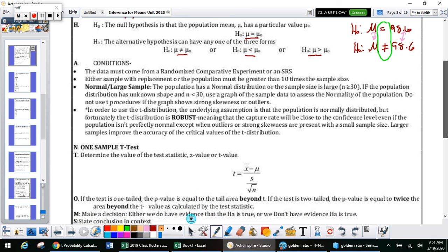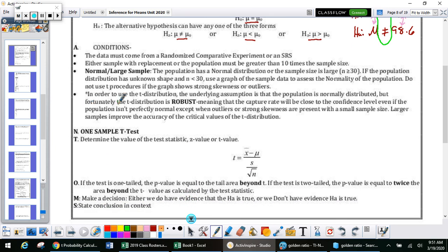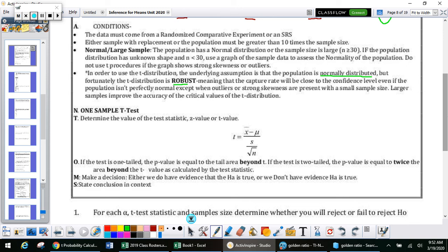Now, I did add in a little extra asterisk here, just for your knowledge and questions you might get asked on multiple choice. But in order to use the t-distribution, the underlying assumption is that the population is normally distributed. That's what we hope. But fortunately, the t-distribution is what's called robust, which means that the capture rate will be close to the confidence level or the value that we state, even if the population isn't perfectly normal, except if there are outliers or strong skewness with small sample sizes. So this key phrase, robust, is something that you will see. Again, we'll get more of a chance to talk about that. Now, larger samples, though, improve the accuracy of these critical values of the t-distribution, and that's important. It's really when we're talking about small sample size, and that's why we keep coming back to that n is less than 30, okay?